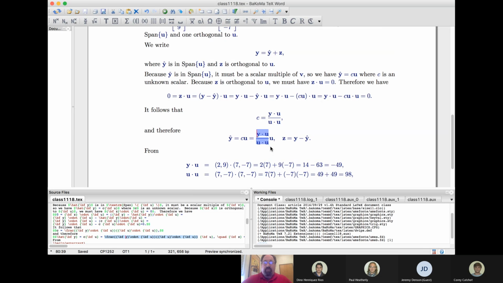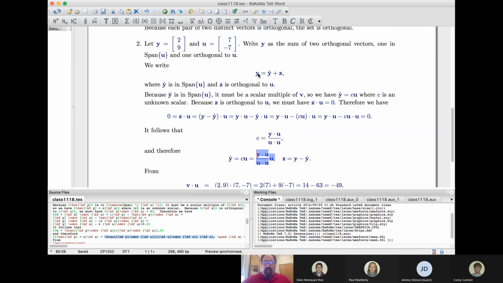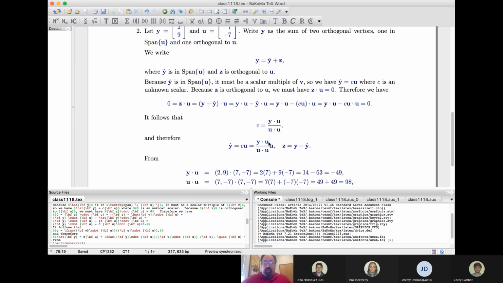And this is what came up in the previous section, the vector projection of y onto u. So this is a formula well worth remembering, because it's introduced in the last section, but it comes in handy in this section. So this is how you get y hat. It's actually the best approximation of y by a vector in the direction of u. Now, once you have this, getting z is straightforward. You just subtract y hat from y.